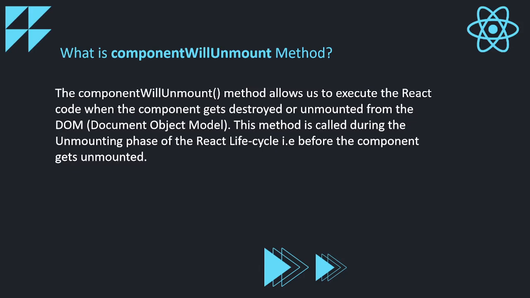Now let us first of all see what is component will unmount lifecycle method. The component will unmount method allows us to execute React code when the component gets destroyed or unmounted from the DOM. This method is called during the unmounting phase of the React lifecycle, that is, before the component gets unmounted. So from the word itself we get to know that this lifecycle method will be executed when our component gets destroyed or unmounted. Okay, so now we will see through a live example how this works.